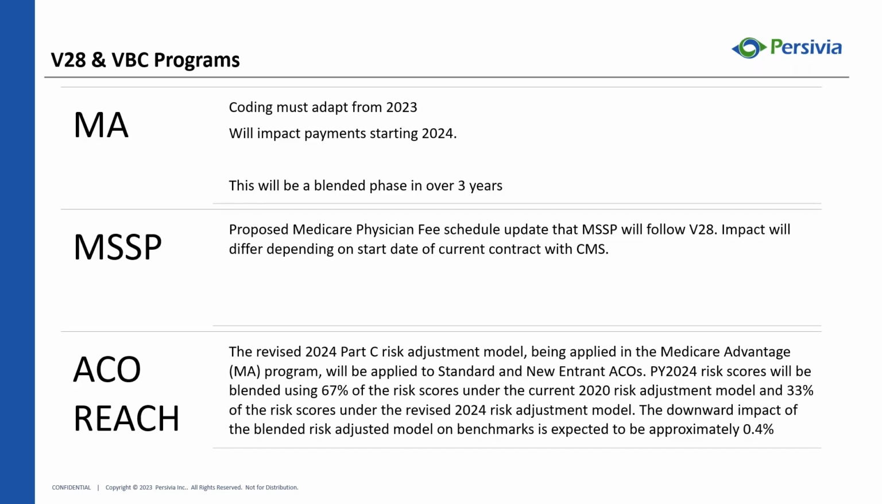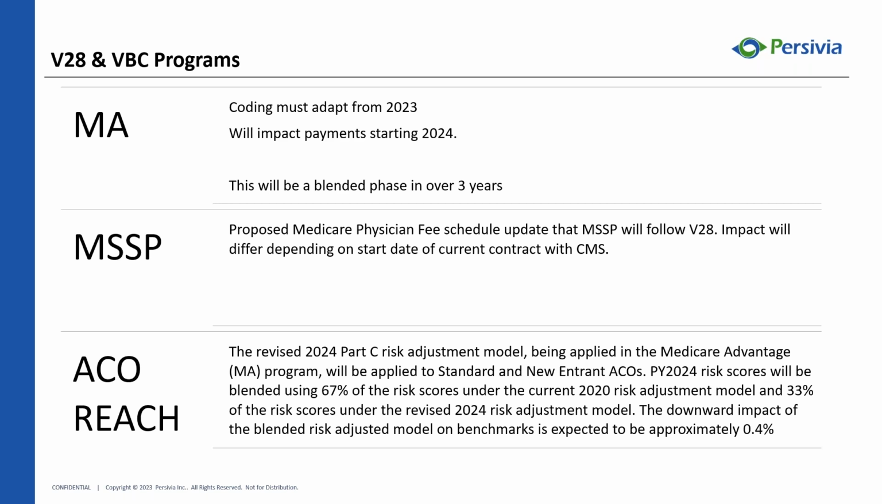Okay, so version 28 within the VBC programs. Here you can see that Medicare Advantage will impact clients starting calendar year 2024, and as explained, using the blended phase-in over the 3 years. For the MSSP program, the impact will differ depending on the start date with CMS, and for the ACO REACH program, the same impact as MA will apply. So the risk scores calculated in calendar year 2024 will be based on 67% using version 24, plus 33% using the version 28 model.